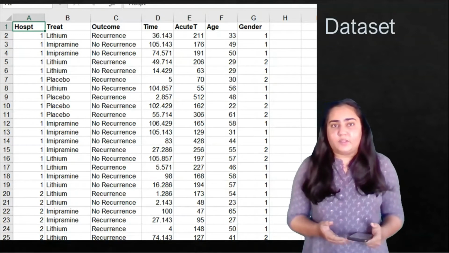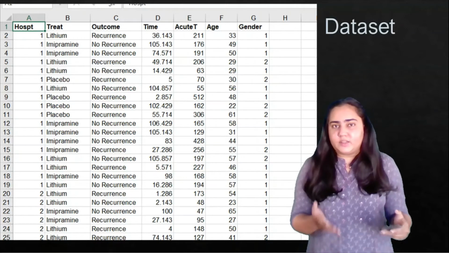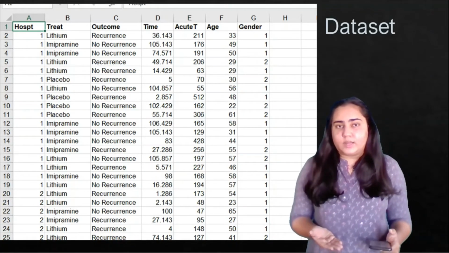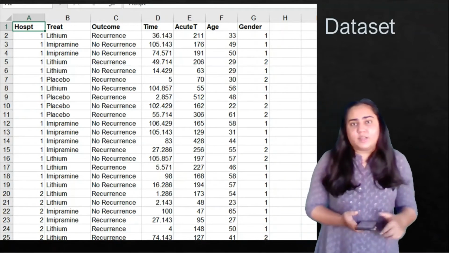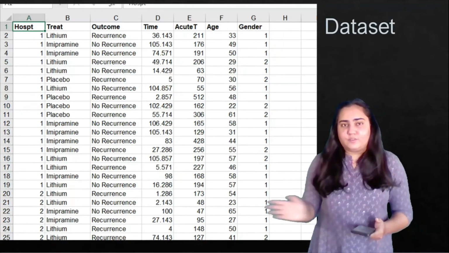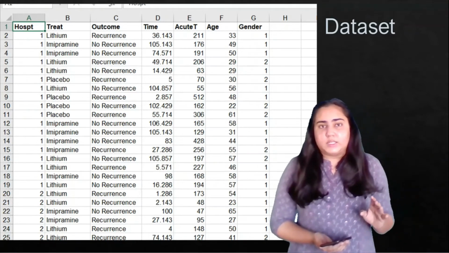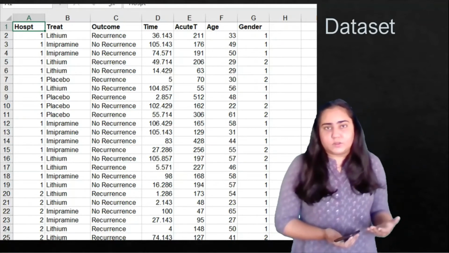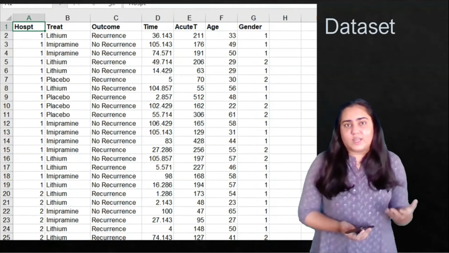And then we have the treatment. Now what this data set shows is individuals being treated for depression. And there are several drugs, several medicines mentioned here, and their effect on the person. So the several medicines which were used in those hospitals are given, and the outcome is given. Outcome shows recurrence and no recurrence.